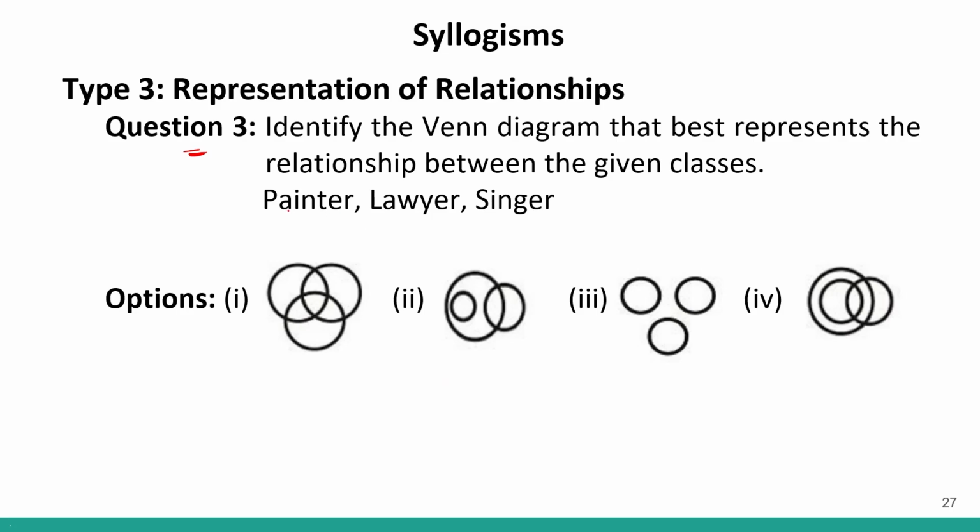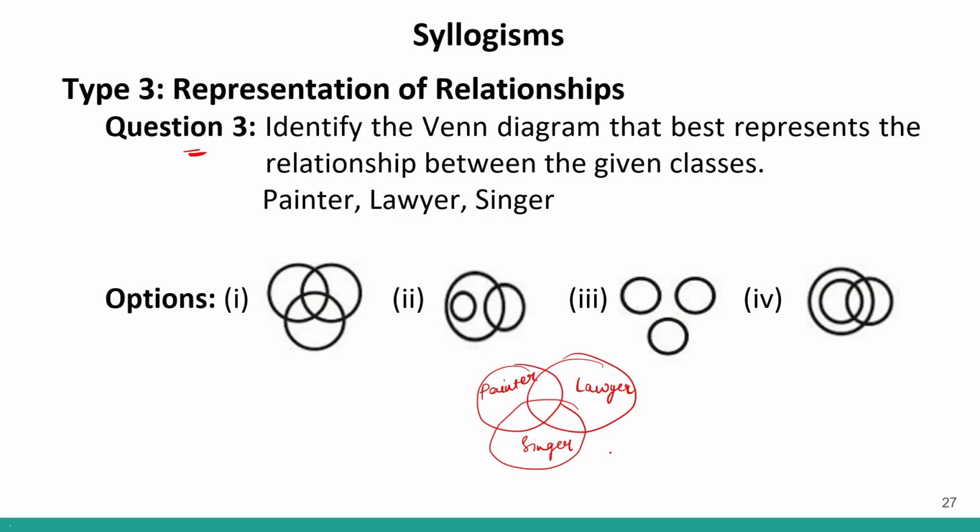Question number 3. Painter, lawyer, singer. So these are all professions, correct? Now, if I look at these 3 words, painter, lawyer, and singer. Okay. Can there be some people who are both painter and singer? Yes, there can be some people who know how to paint and who know how to sing. Similarly, there can be some people who know how to paint and also how to be a lawyer. There can be some people who are lawyer and also singer, and there can be some extraordinary people who can paint, sing, and do law also.